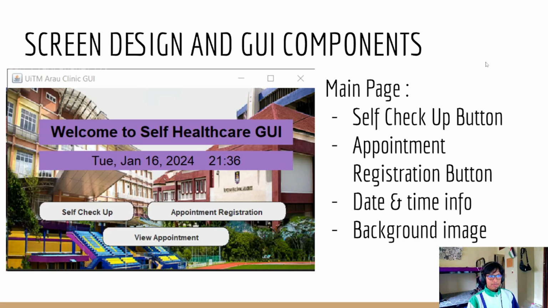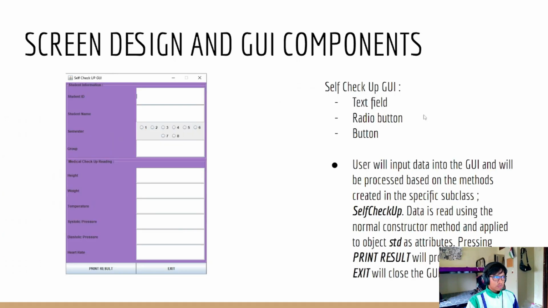This is the main page. The main page consists of a text field, welcome to self healthcare GUI, and then there's the real-time date and time. In this main page also, there's a self-checkup button, an appointment registration button, and a view appointment button. If you click on the self-checkup button, you proceed to the other GUI.